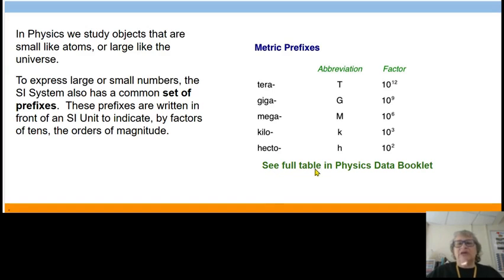There is a full list in our physics data booklet. I gave that to you for your folder, so you can look that up. For example, a micrometer is really small, 1/1,000,000th of a meter.